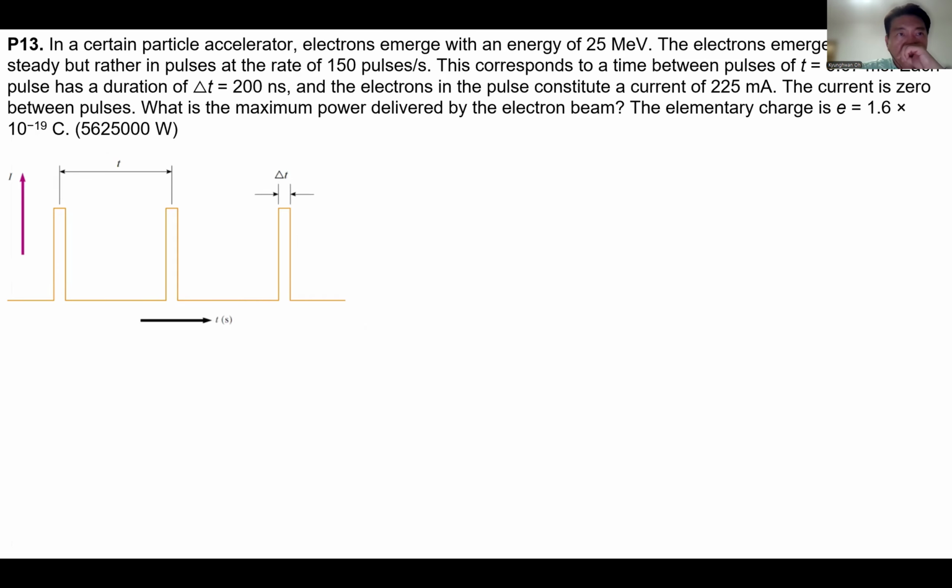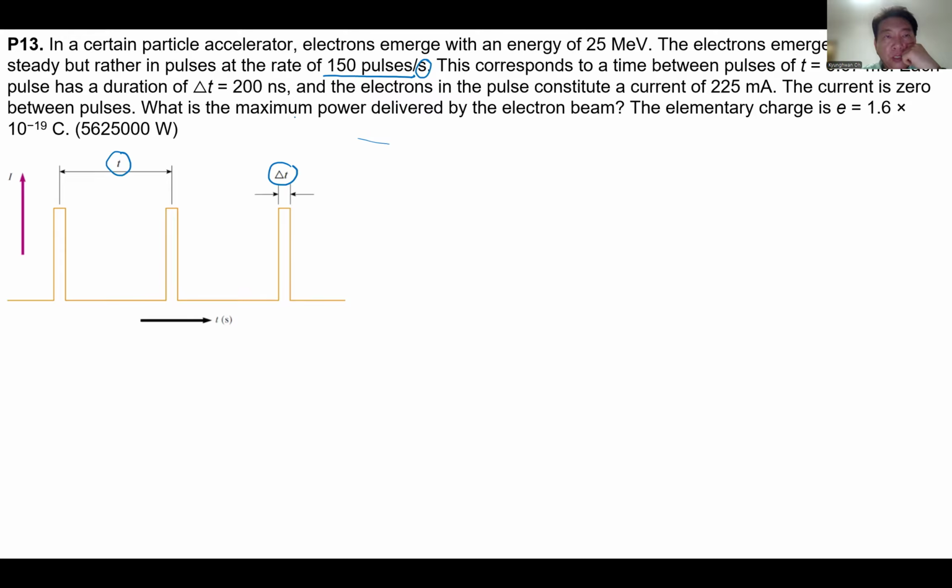And now let's try to think about another one. In a certain particle accelerator, electrons emerge with energy. The electrons emerge not in a steady stream, but rather in pulses. The pulse rate is given by this number, 150 pulses per second. This corresponds to the time between the pulses, t and delta t.